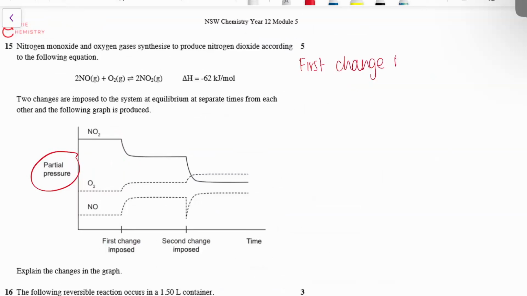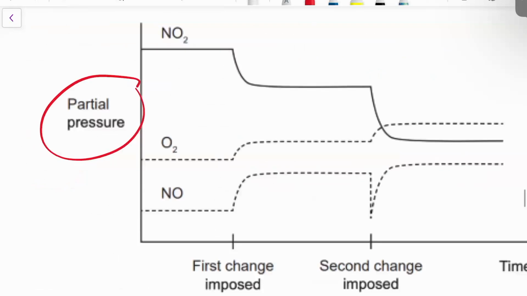It's a 5-mark question, so I want to structure my answer carefully. I'm going to use the words of the question as much as possible to structure my response. So I'm going to go first change imposed, second change imposed. The first change, are there any immediate changes up or down? No. If there are no immediate changes, what must the change have been? Temperature, concentration, volume, pressure, catalyst. Temperature. If there are no immediate changes, then it's a change in temperature.